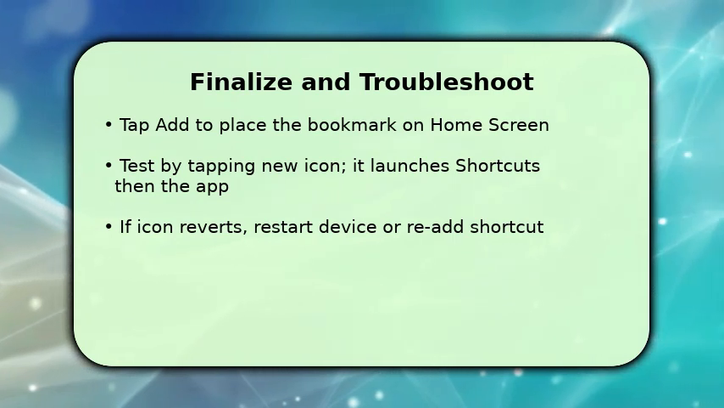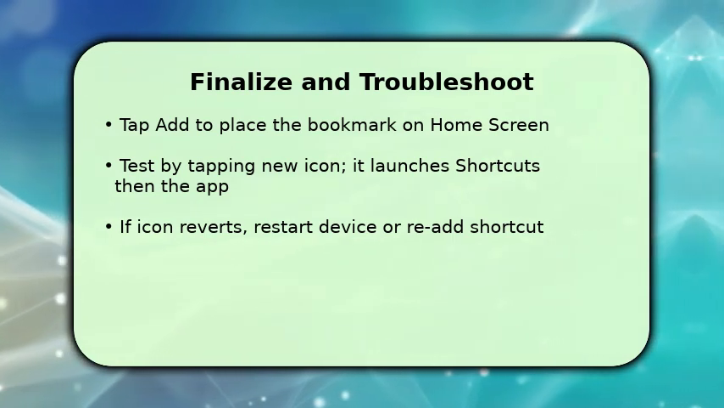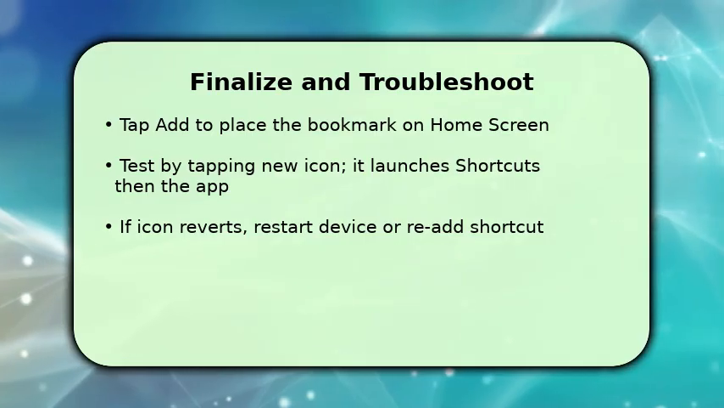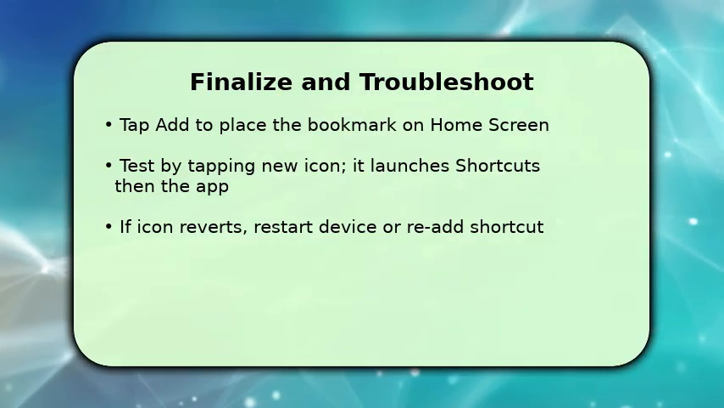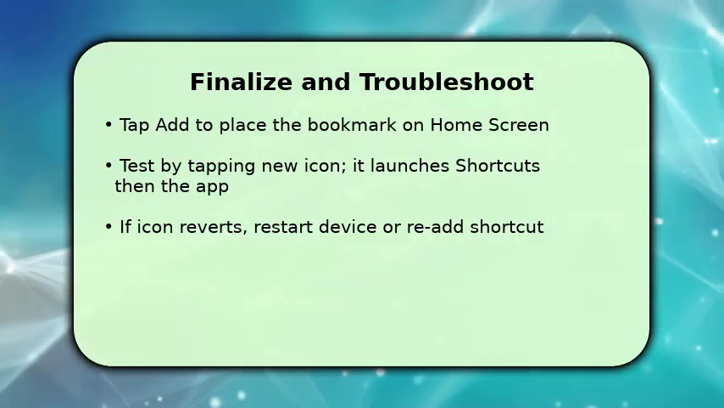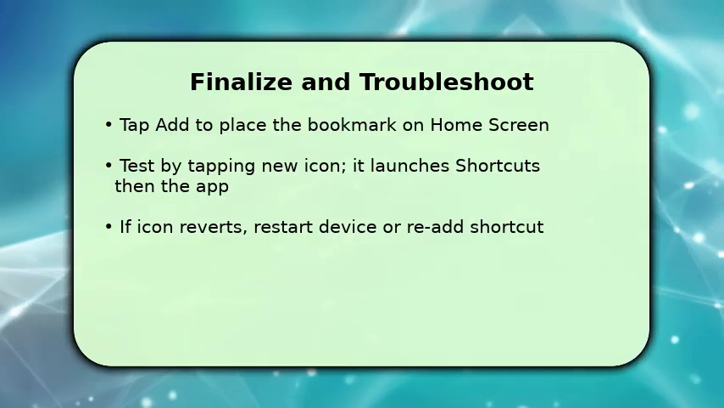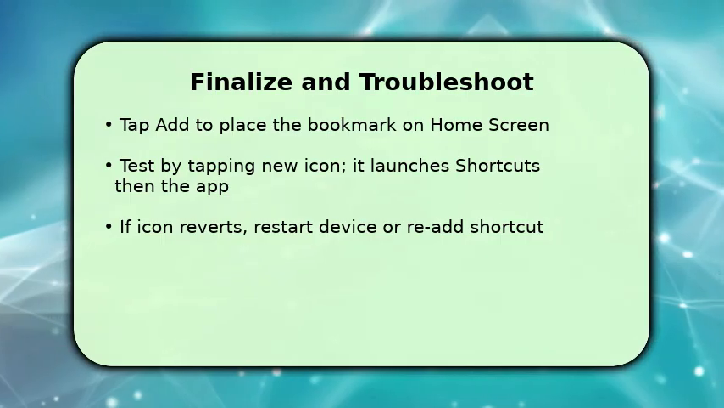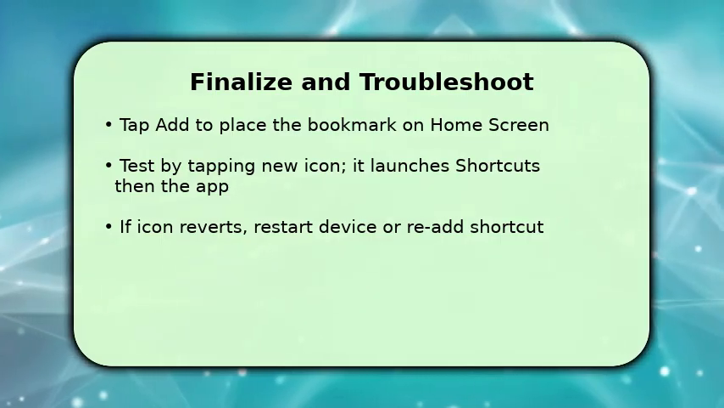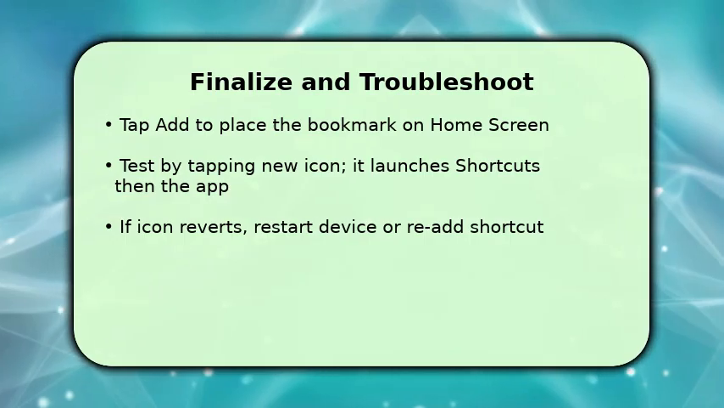Test it immediately. When you tap it, Shortcuts will briefly run and then open the app, which is normal. If the icon is missing or shows a generic image, remove it and repeat the Add to Home Screen step, or reboot the iPhone to refresh icons. If Shortcuts asks permission when launching, grant it once so future taps run seamlessly.